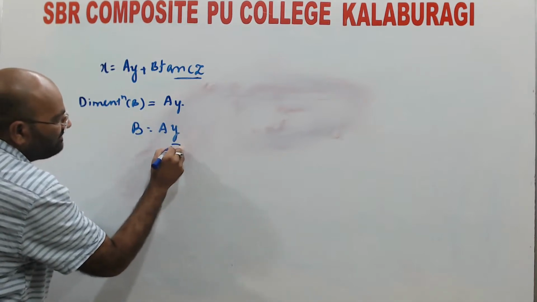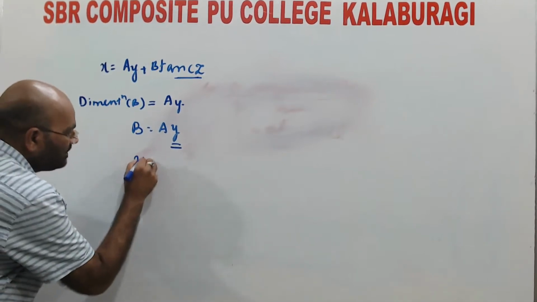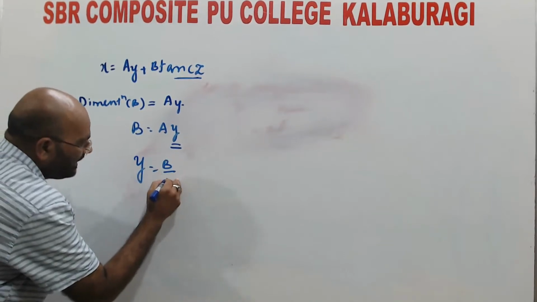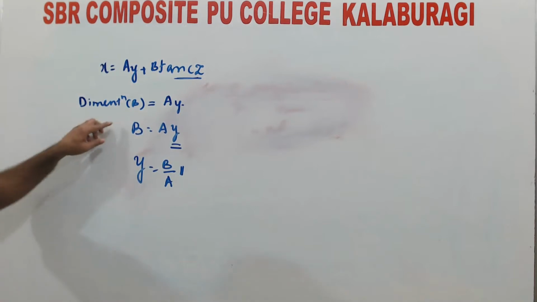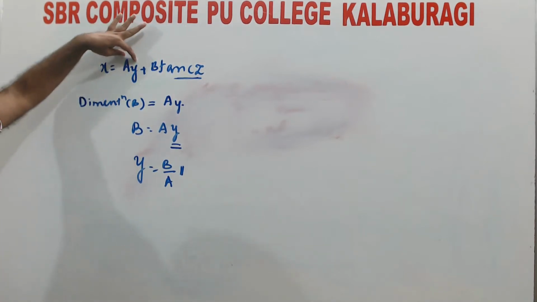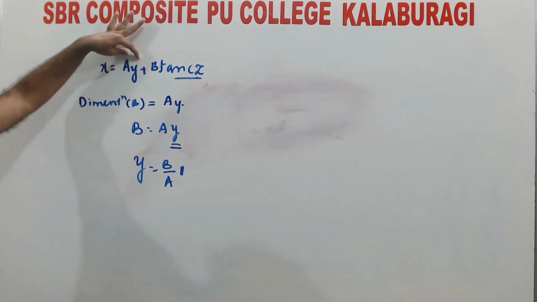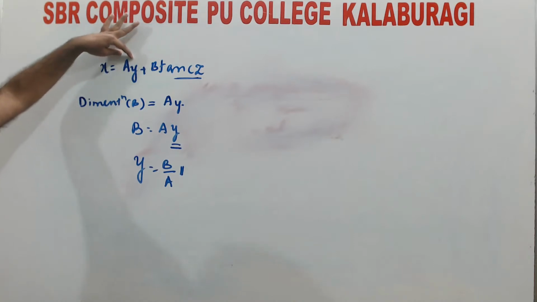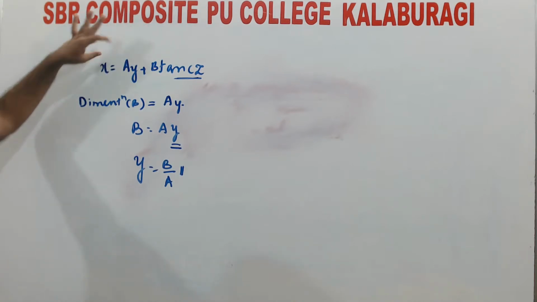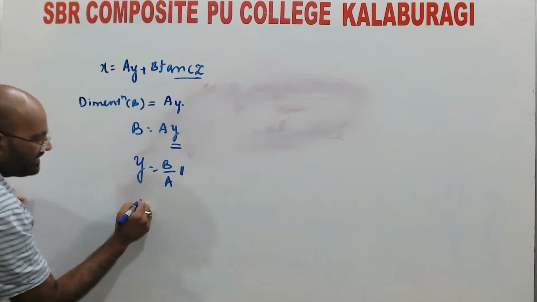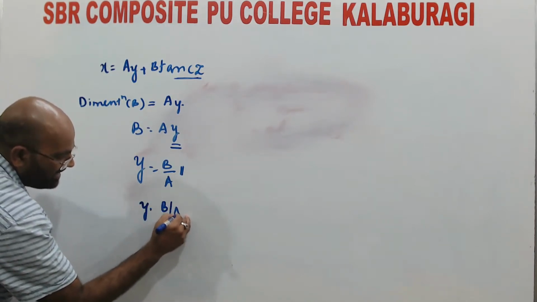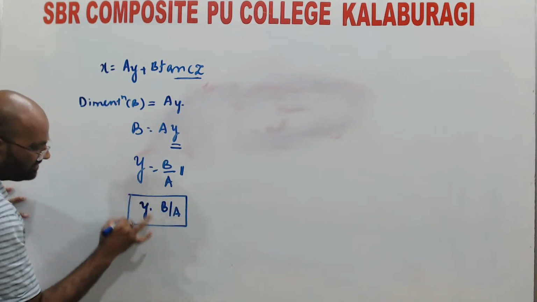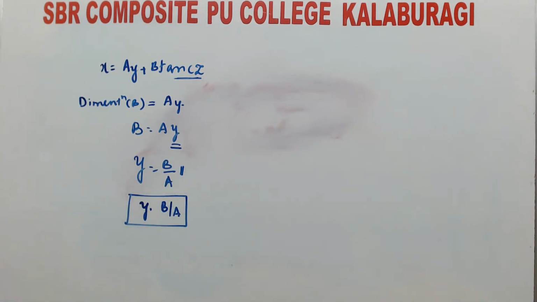We have to find the value of Y. Y is equal to B by A. This is one we get. Similarly, the dimensions of AY are always equal to the dimensions of X. Then we get Y as B by A. It means option number 3 is the correct answer.